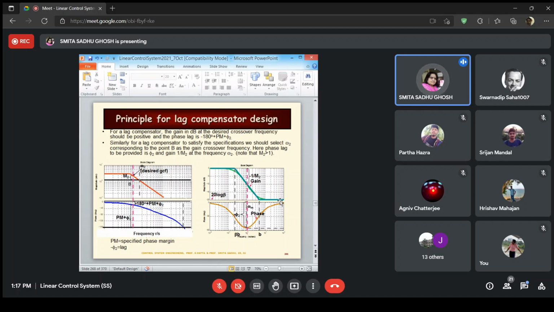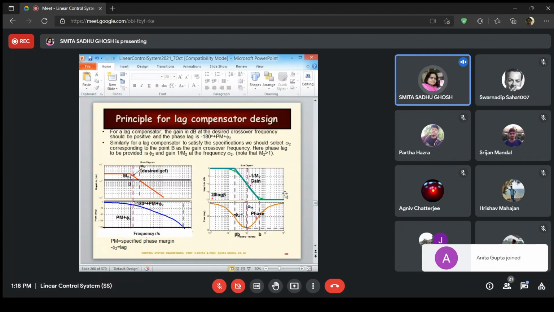Now for the lag compensator, we would have to realize certain things. One is the magnitude plot over here. The magnitude is either 0 decibels or a negative decibel value. So it is either 0 dB or a negative contribution as far as the magnitude is concerned.